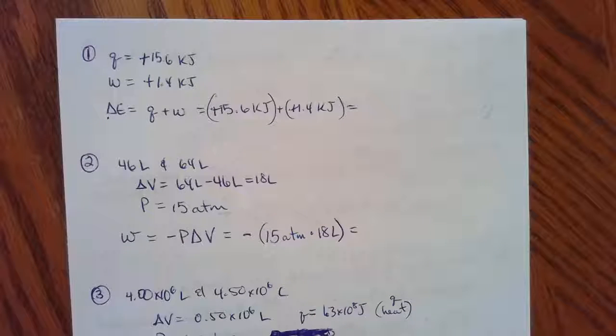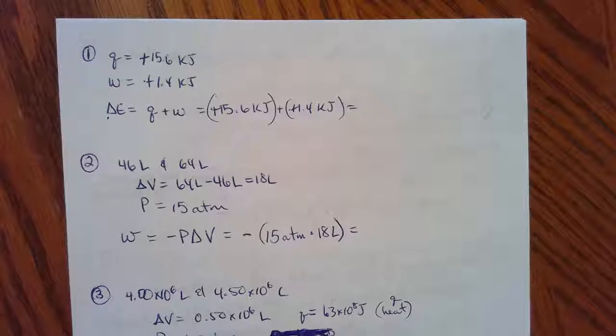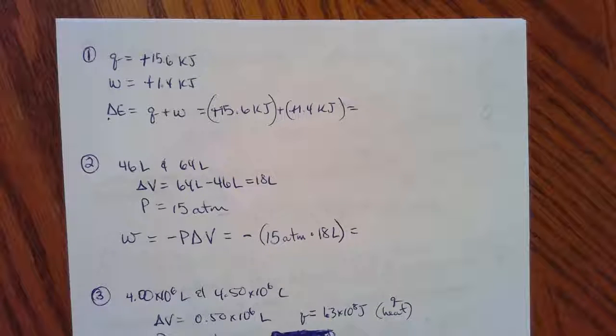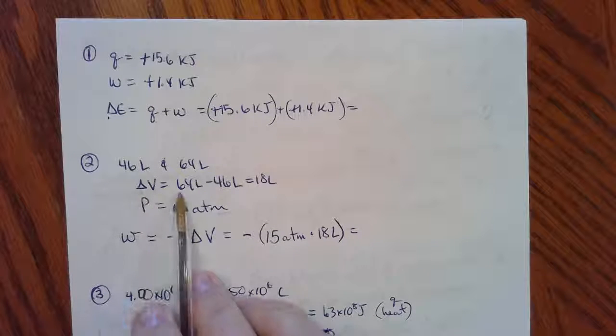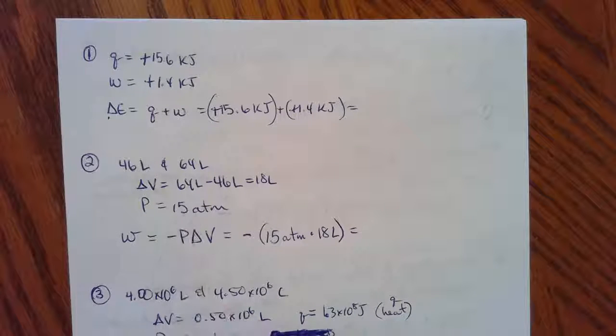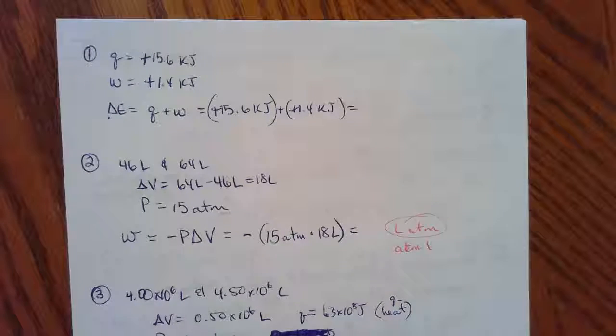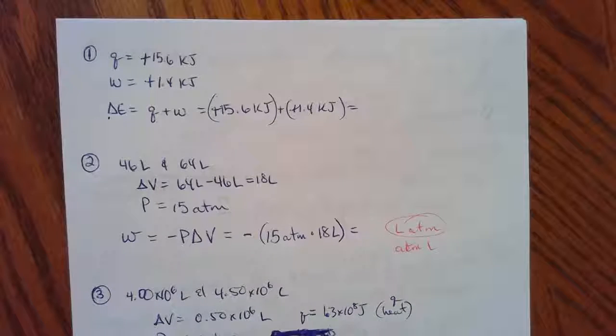Number two, this was a P delta V problem. Work is negative P delta V. The negative on the P delta V, you figured that out when you read the chapter or maybe when you read this big packet. It's explained at least in one of those places. I know in the textbook it is. But anyway, we got 46 liters changing to 64 liters. So that gives us a delta V of 64 minus 46. It ended at 64, it started at 46. The change was 18. Pressure is 15 atmospheres. W equals negative P delta V, which is negative 15 atmospheres times 18 liters. And your units on that are going to be liter atmospheres, or atmosphere liters, that's the one usually people say. And we'll have to correct for that later.